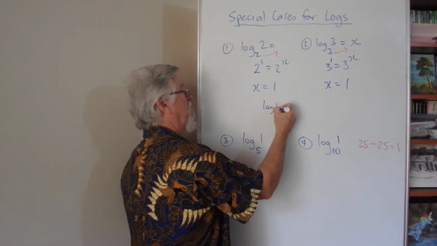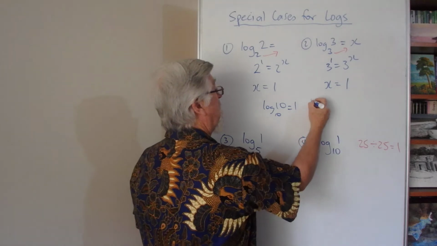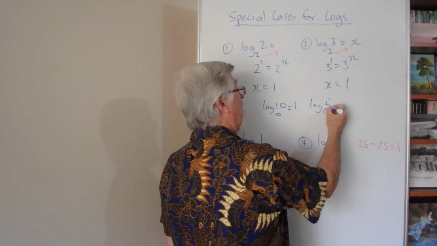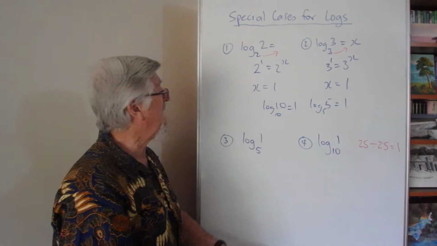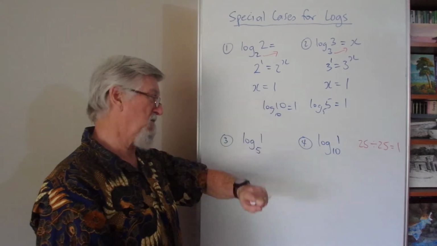We can do the log of 10 base 10, and that's 1. We can do the log of 5 base 5, and that's 1. So the log of a number with the same base is going to be 1.